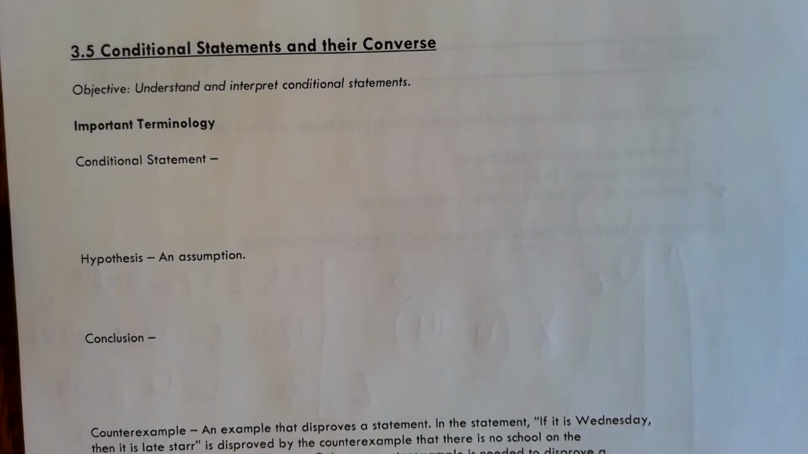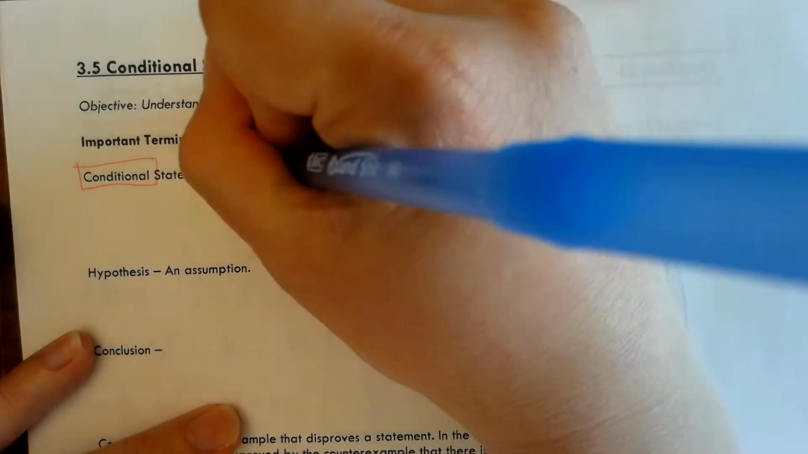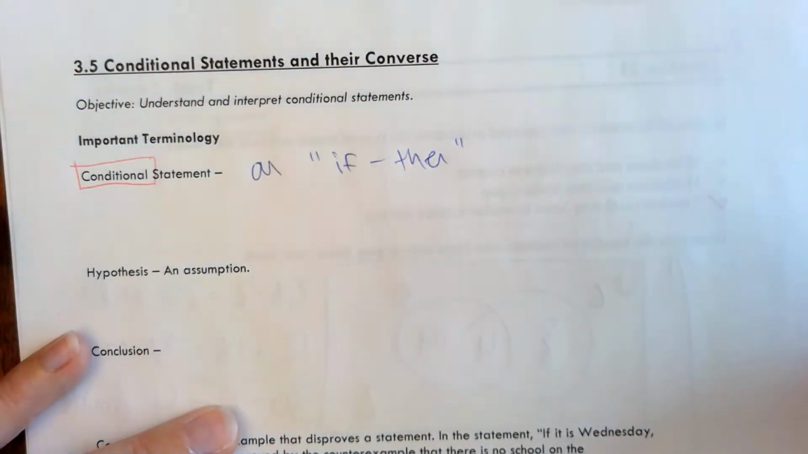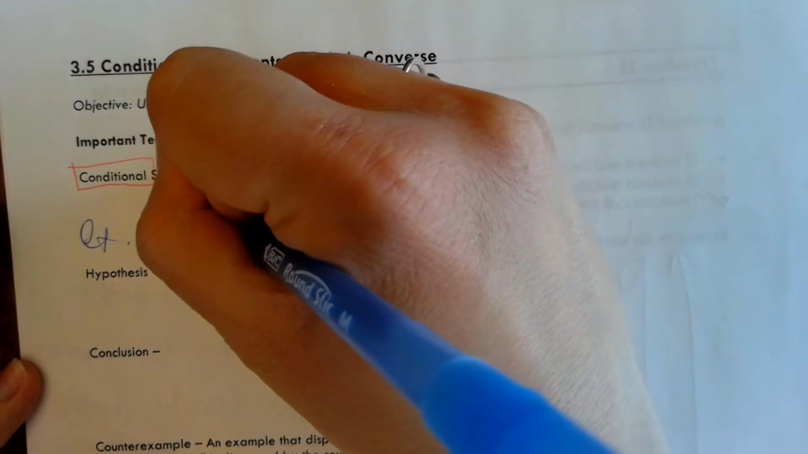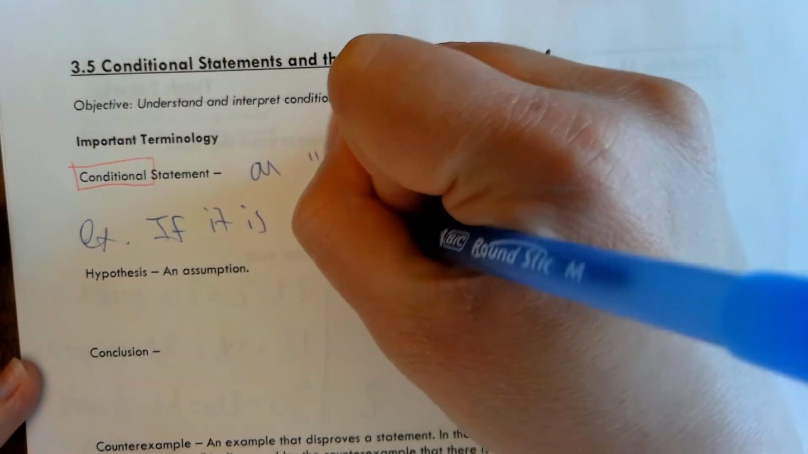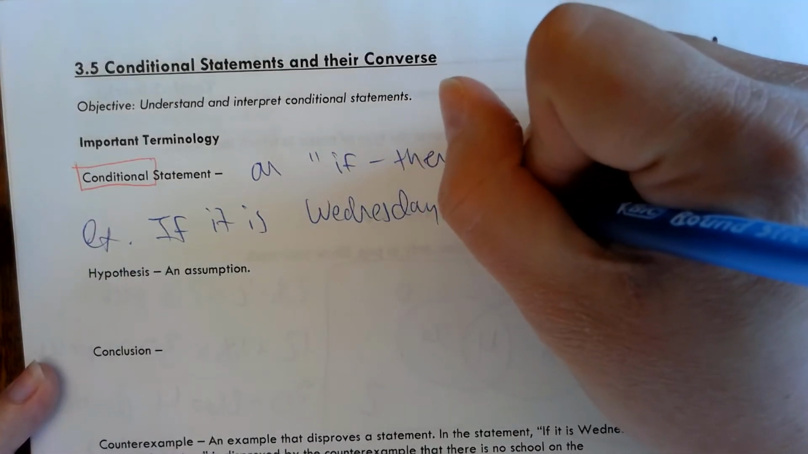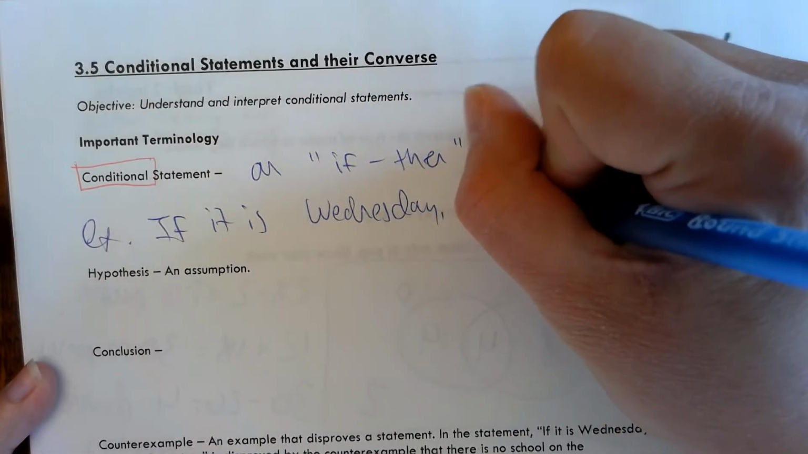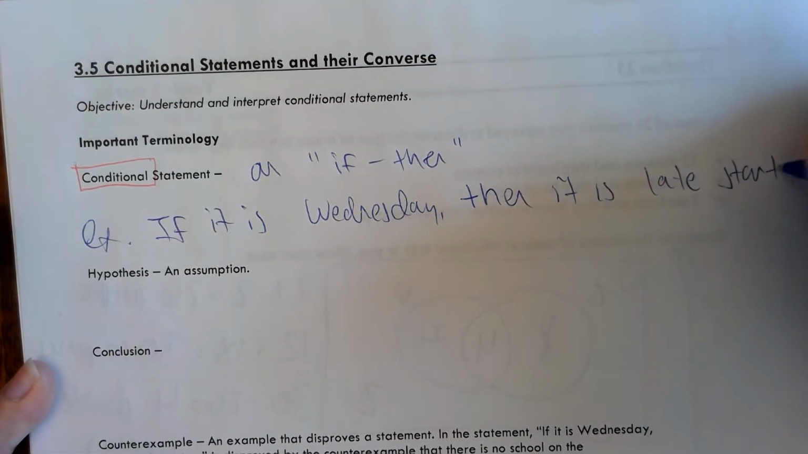Here's a couple good things to have on the study sheet perhaps, because it's hard to keep them all straight. It's a lot more of the terminology that we started with at the beginning of this unit. So a conditional statement is an if-then statement. As in, for example, if it is Wednesday, then it is early dismissal. That's right, late start. Then it is late start. Who doesn't love a good Wednesday?